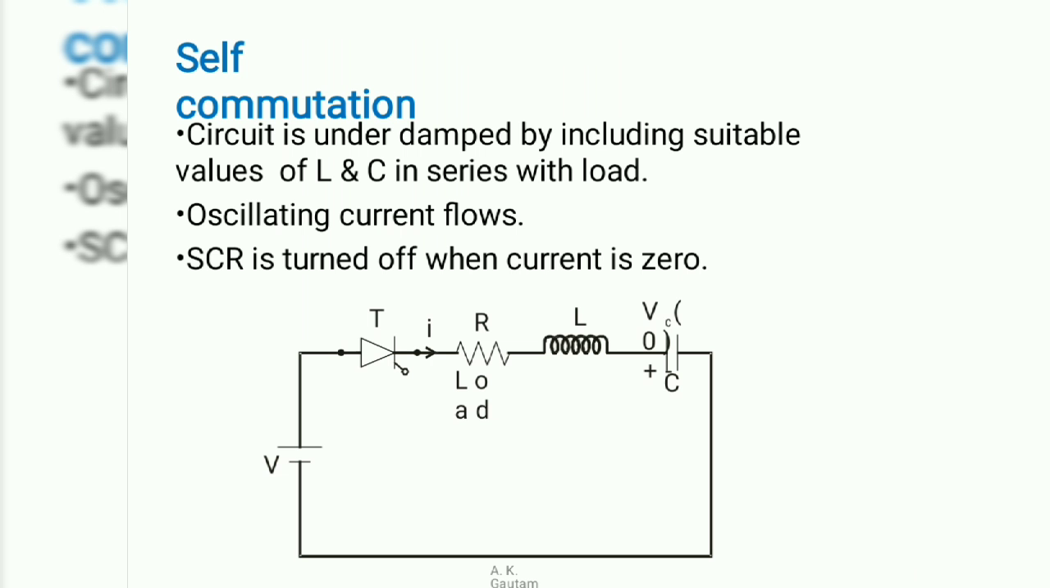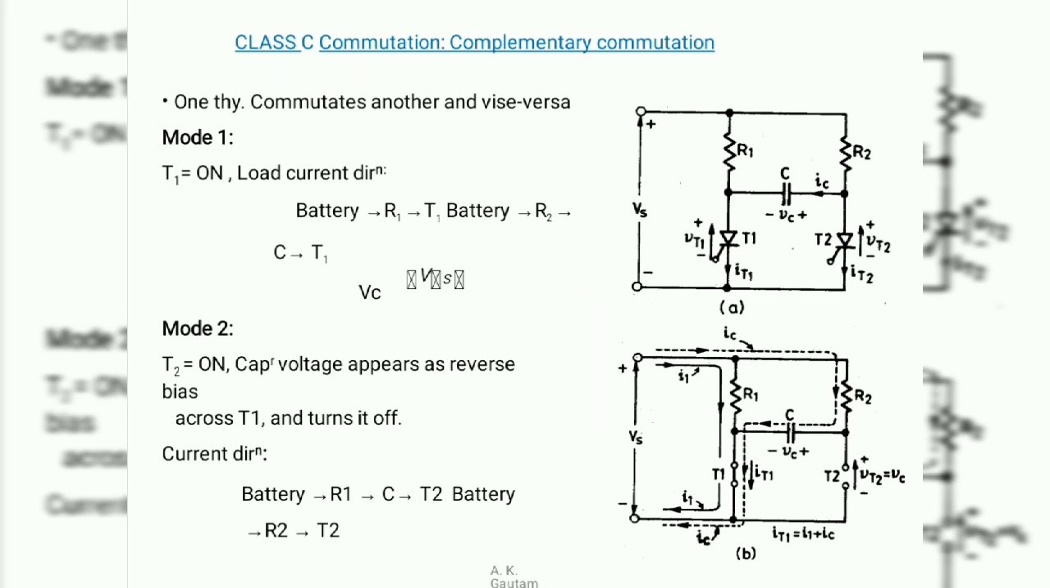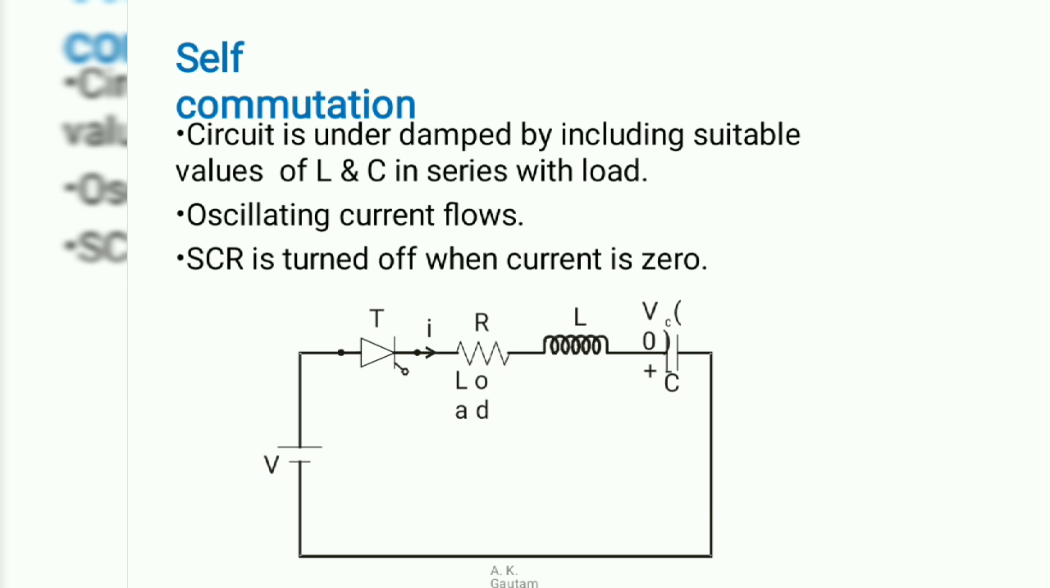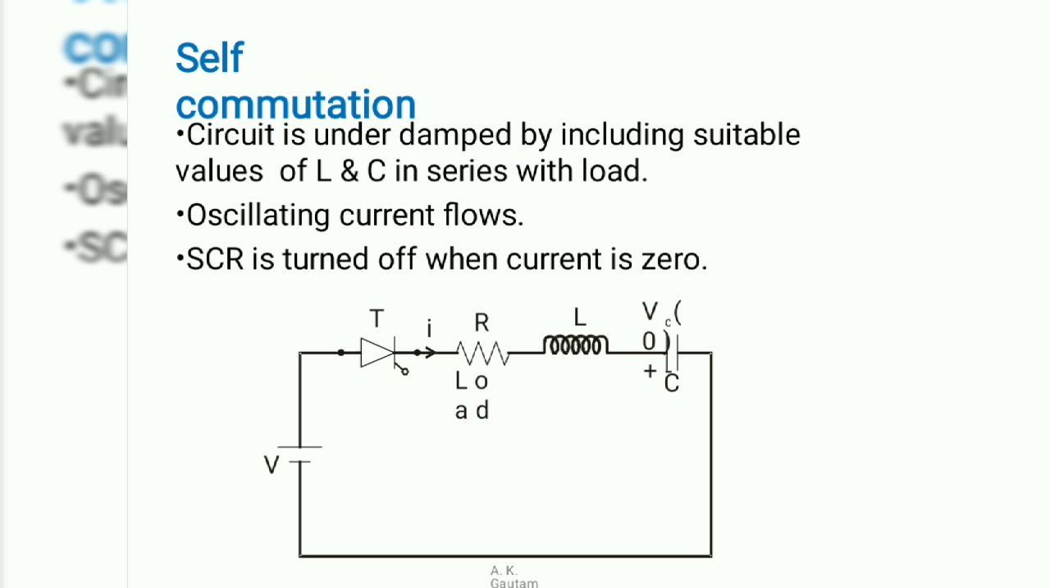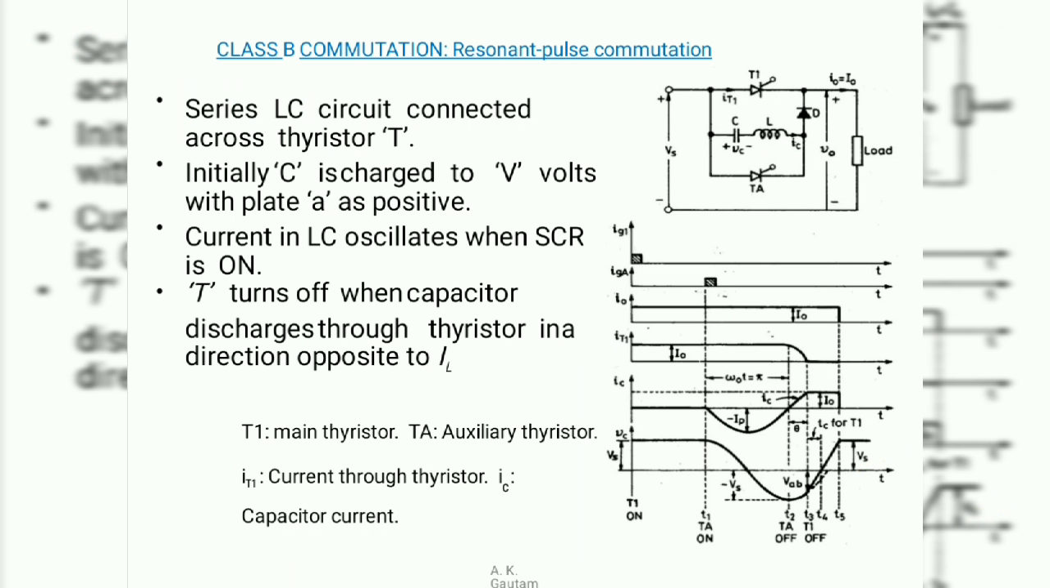The circuit is underdamped by including suitable values of L and C, as I said. An oscillating current will flow, and the SCR is turned off when the current across the circuit is 0. L and C discharge, and a reverse direction current flows, so the SCR is going to turn off. That is self commutation.